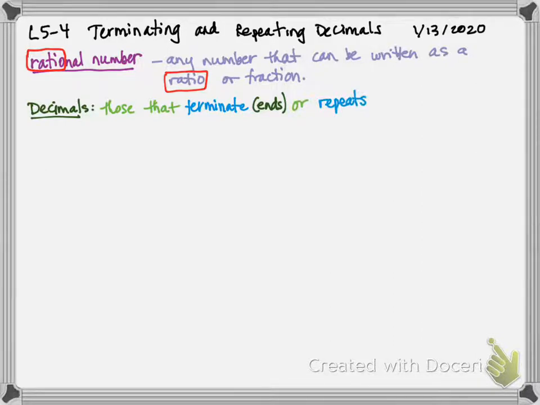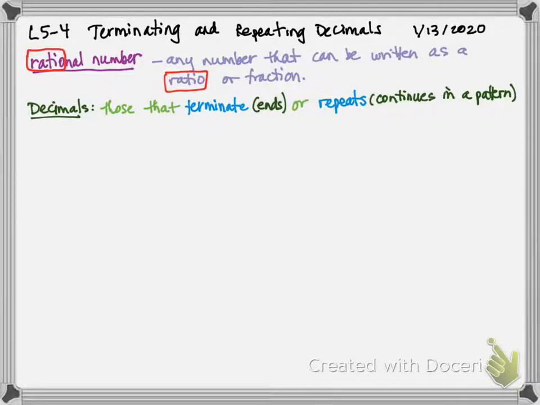Repeat means continues in a pattern, the same number over and over and over again. So we can repeat with just one number. We can repeat with two numbers. We can have a terminated number and then it repeats after that. We can have a 6-digit repeating number. That's the worst case scenario when you divide by 7.